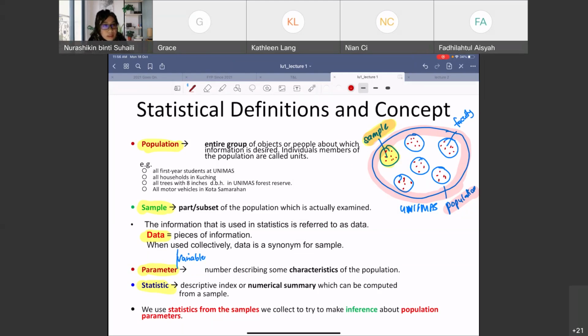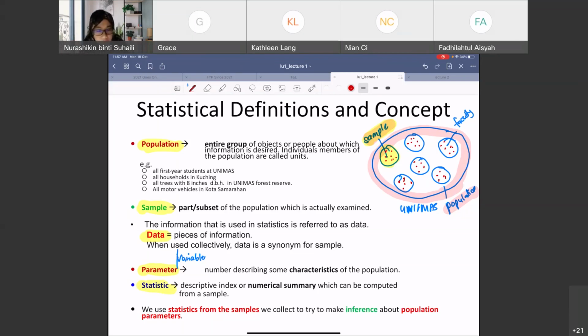When I say parameter, it's like variable. Just now when I said height, weight, or maybe hometown, gender, habits, internet browsing frequency, something like that. Whatever the information or things that describe the population or sample is called parameter or variable. Okay.